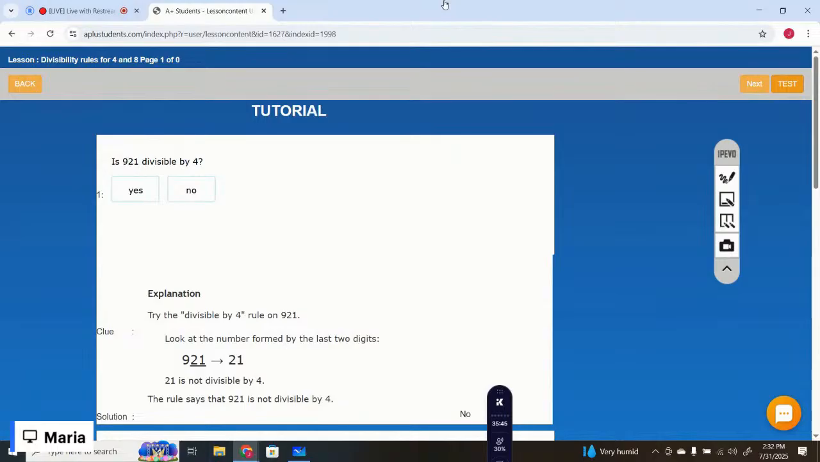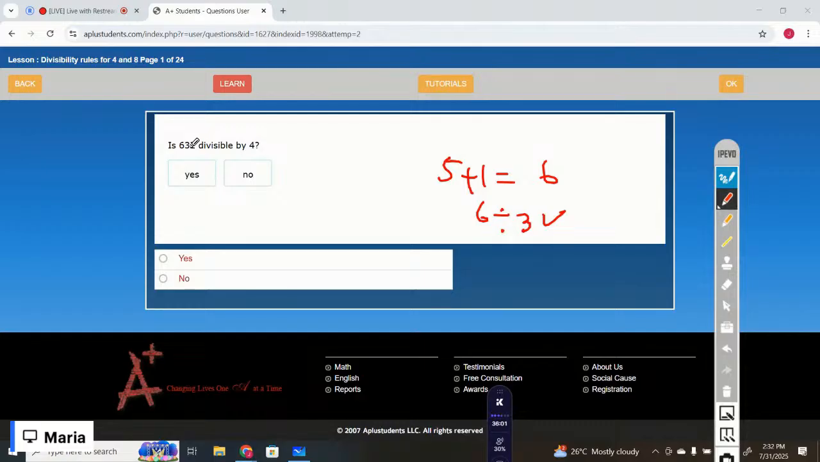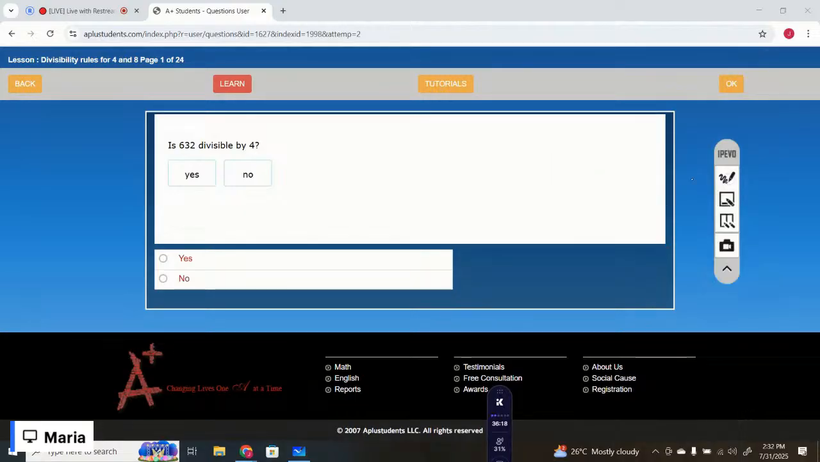Okay, let's just start with the test questions. Is 632 divisible by 4? So let's just see if the last two digits are divisible by 4. The last two digits are 32. 32 is divisible by 4. Yes, it is. 4 times 8 is 32. That means the number 632 is divisible by 4. The correct option is yes, it is divisible by 4.